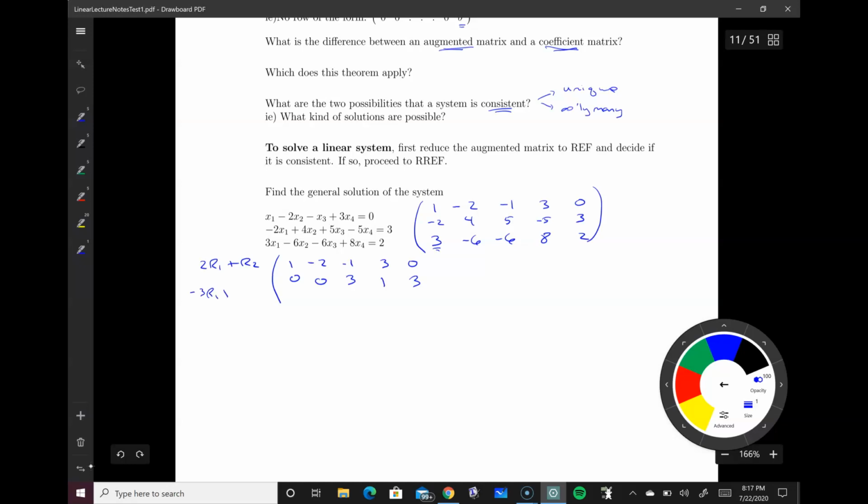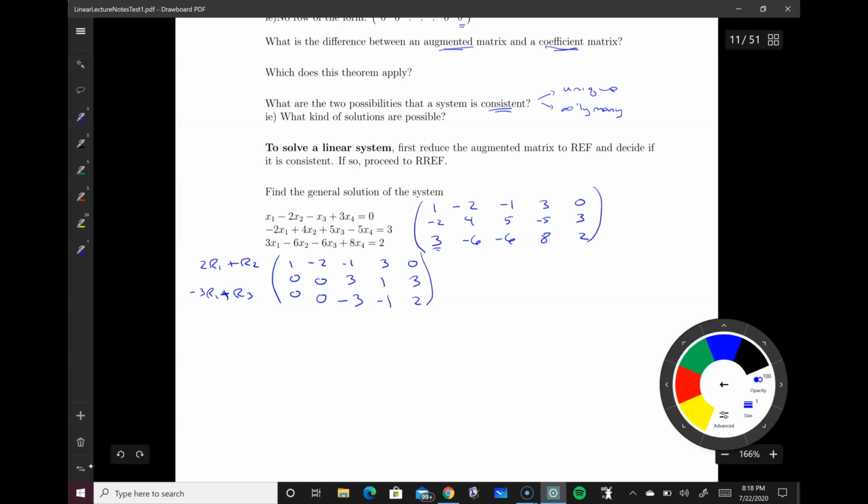-3 to row 1 and add it to row 3. Remember, you're always adding the rows. So that gives me a 0 there. Multiply by -3, so that gives me a 6 and a -6. That's a 0. -3, 3, and so it gives me a -3. So that gives me a -9, -1. Multiply by -3, 0, and 2.